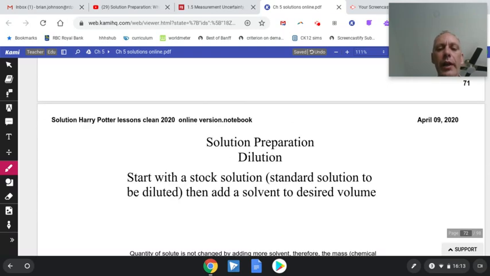Okay, so how do you do a dilution? Start with a stock solution. This is one that was purchased. It's usually a standard of a known concentration and volume. And then to dilute, you're going to add a solvent and bring it to a desired volume. And the solvent is always going to be, guess what dH2O stands for?